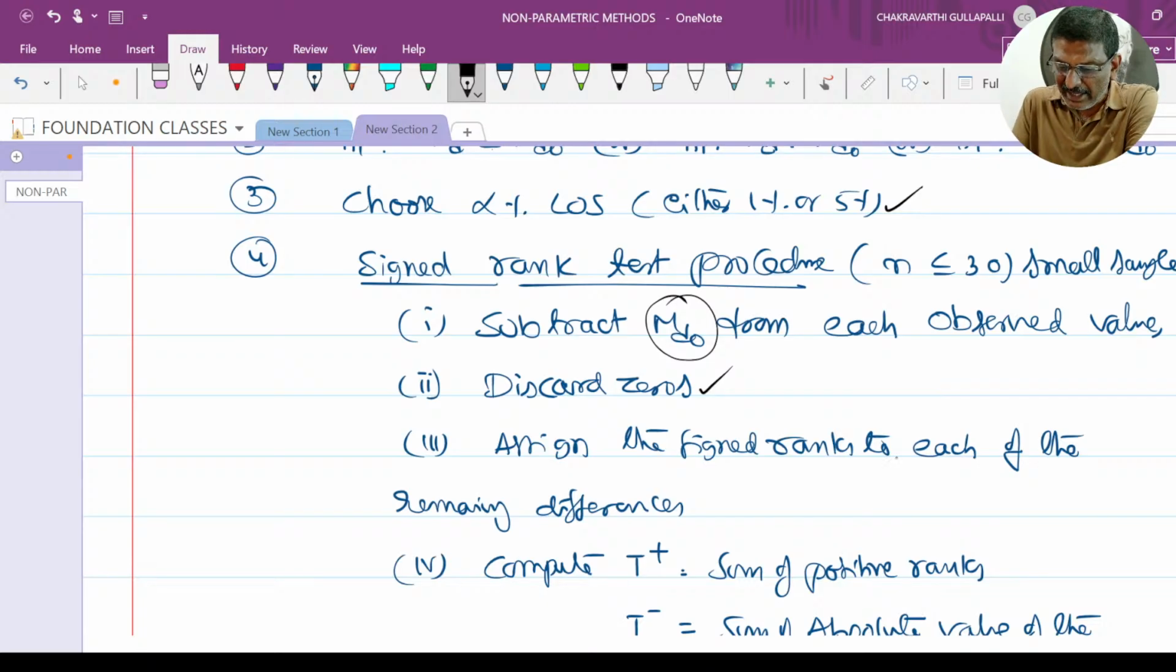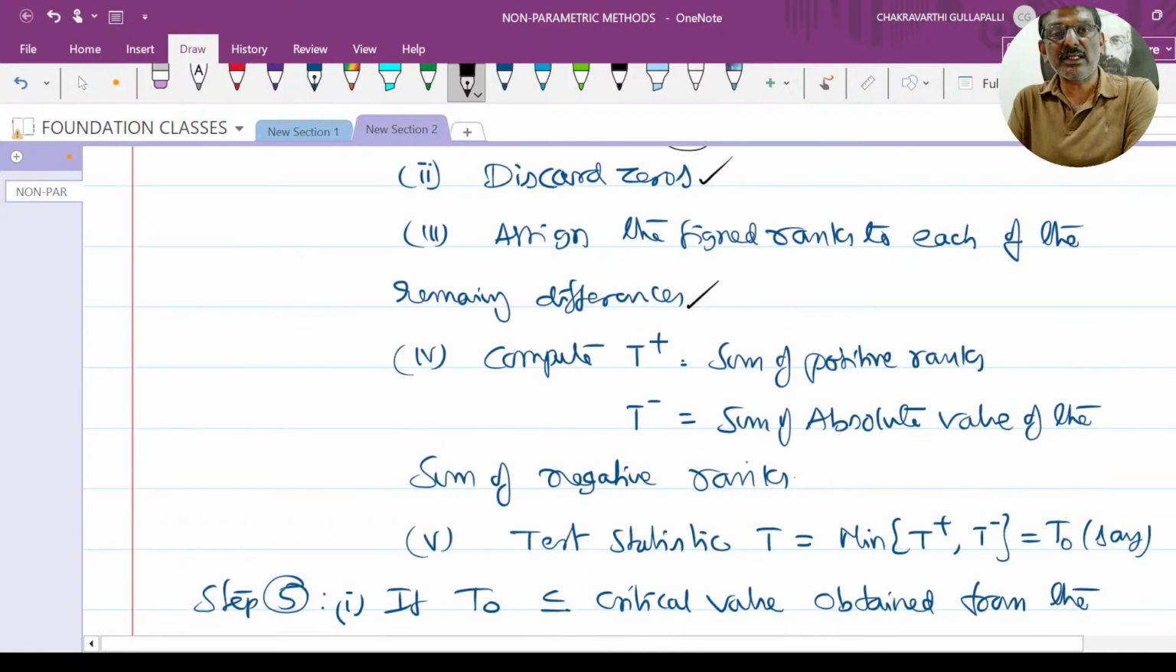Assign the signed rank to each of the remaining differences. So positive differences are there, negative differences are there. After dropping the zeros, deviations are either positive or negative. Now you have to compute T plus and T minus here: the sum of the positive ranks, and the sum of the absolute values of the negative ranks.